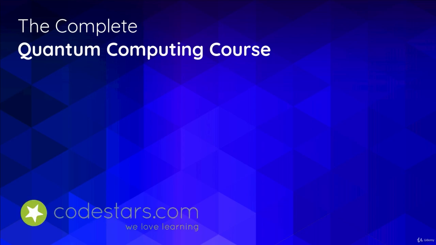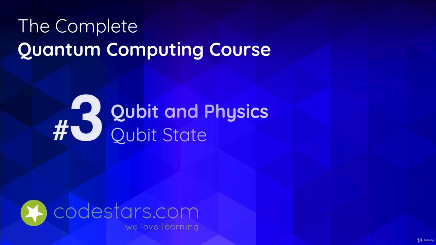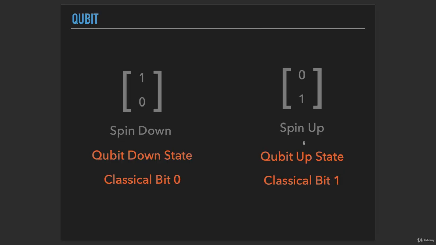Hi, within this lecture we're going to start talking about the qubits and the qubit states. So we're going to represent the qubit states in a column matrix or in a vector like we have previously discussed. Okay, so far we have talked about spin down state, spin up state, and qubit down or qubit up or 0 or 1 state.